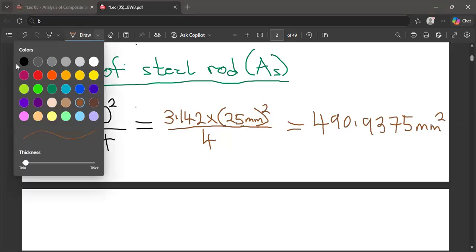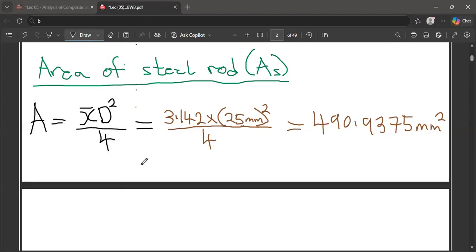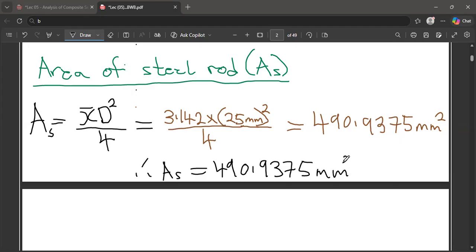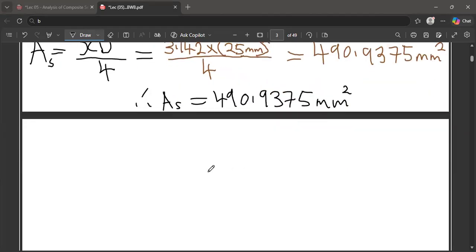So in our conclusion, we can conclude to say that what? Therefore, our area of the steel rod, that is AS, is equal to 490.9375 millimeter squared. As simple as that.